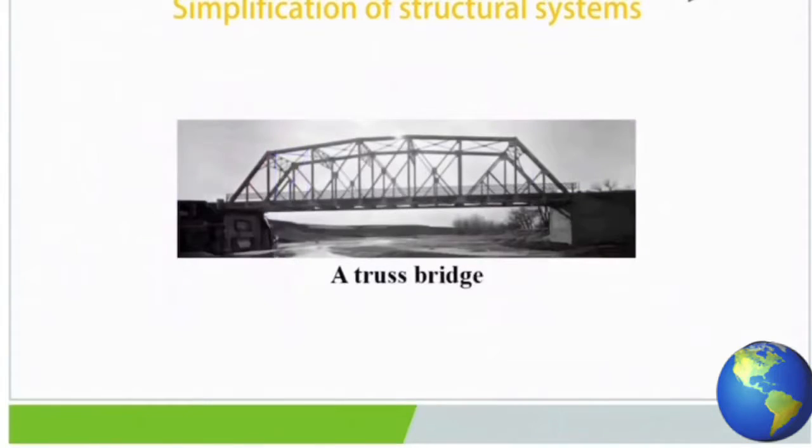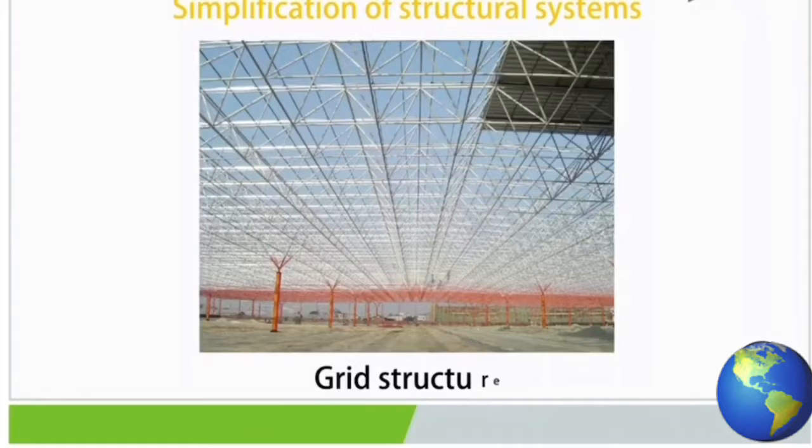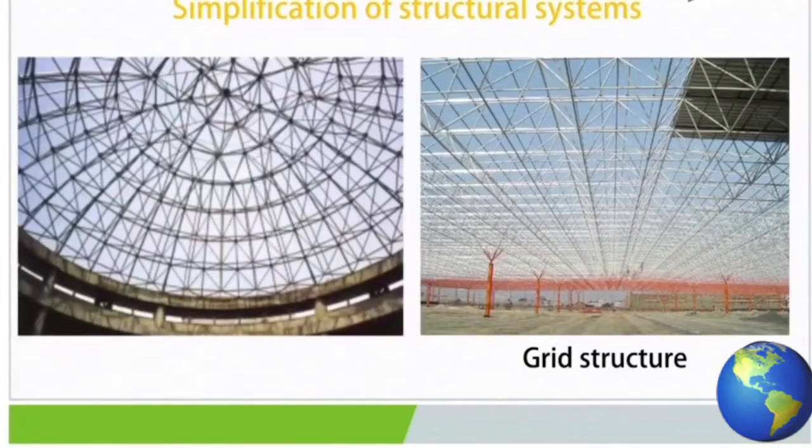For such a truss bridge, under the action of vertical loads, a planar model can be used when we analyze it. Look at this grid structure and a grid roof. Can we simplify these structures as planar models? Obviously, no.